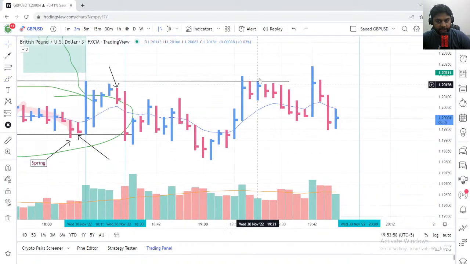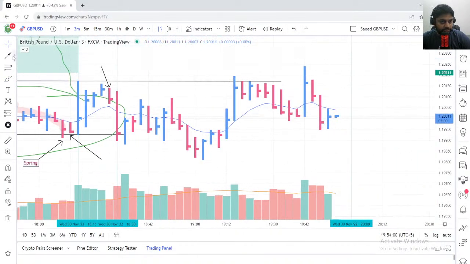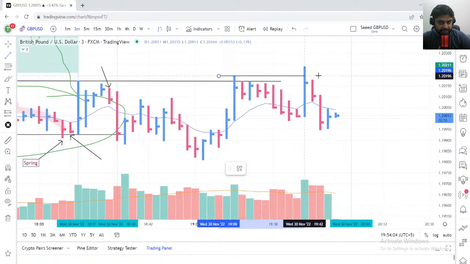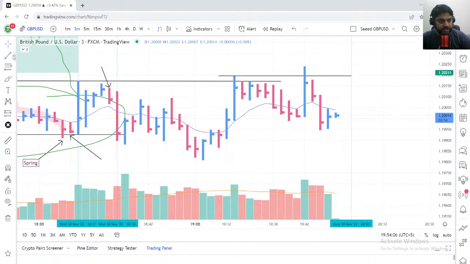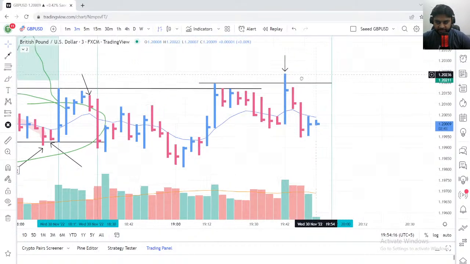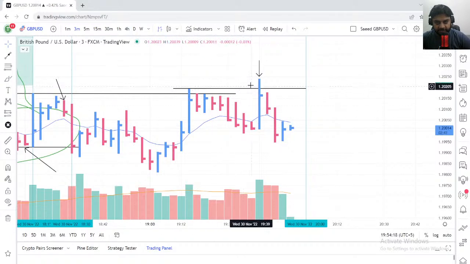And then you have another spring over here. The market is going up and failing to follow through to the upside, but then, look at this. This move right here is called an upthrust. Rana ji, hi. So this is an upthrust because the market is failing to go up. It's unable to continue to the upside, and then it falls down.